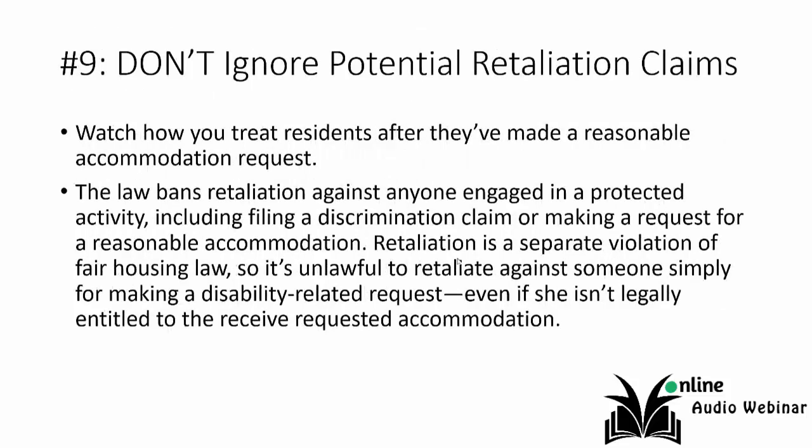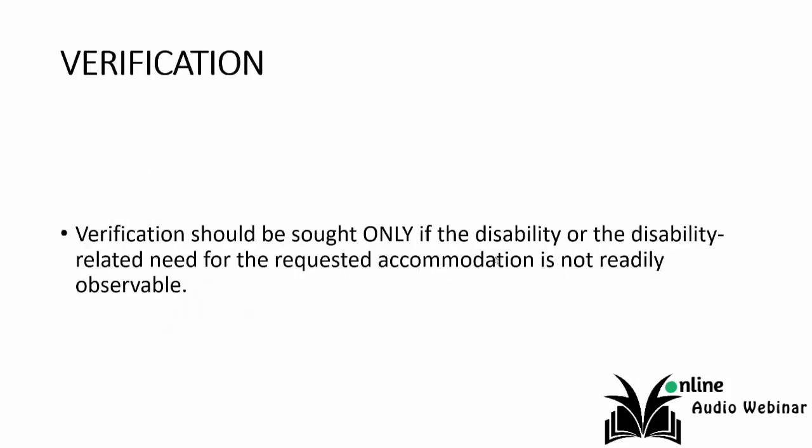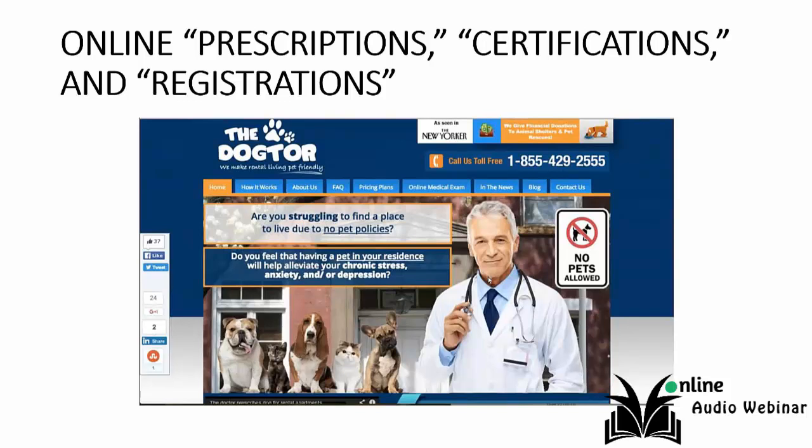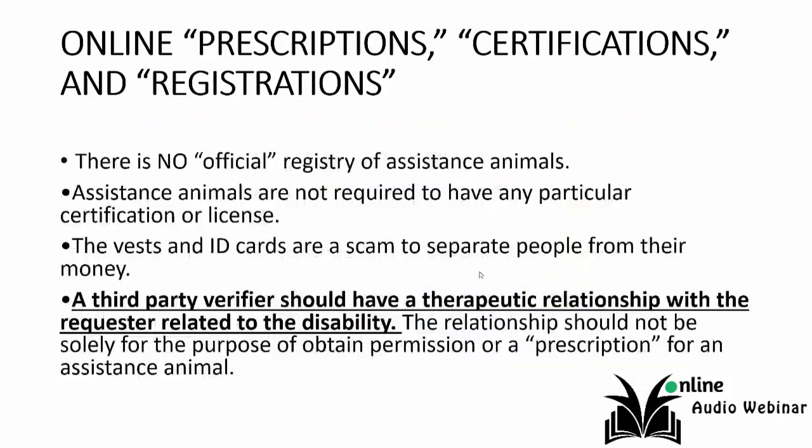Watch how you treat residents after they've made a reasonable accommodation request. Verification should be sought only if the disability or the disability-related need for the requested accommodation is not readily observable. Is this person disabled? Does the person need an accommodation because of that disability, and what is needed? They have online prescriptions or certifications or registrations. There is no official registry of assistance animals.